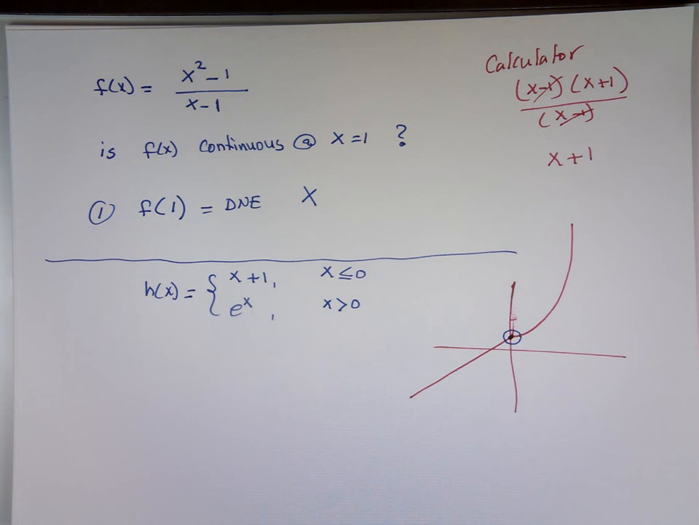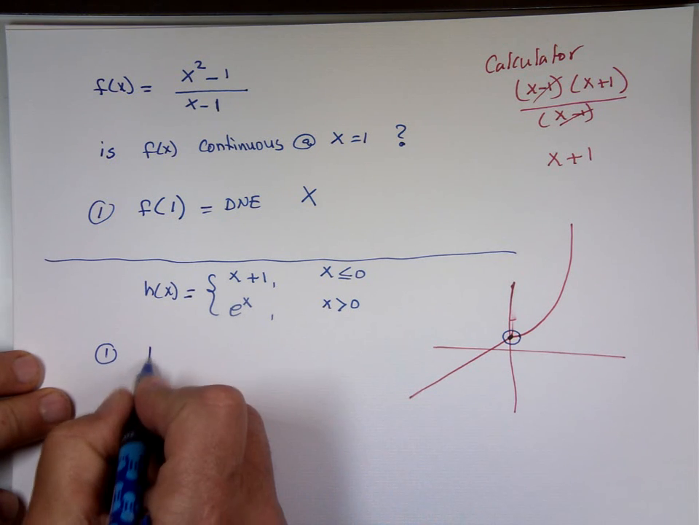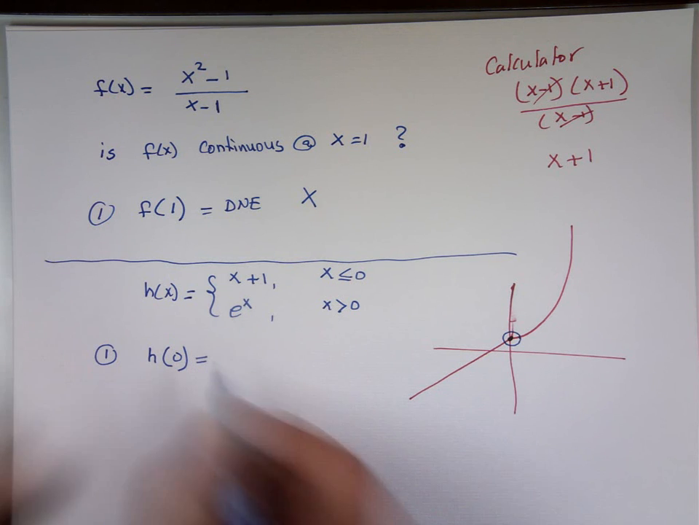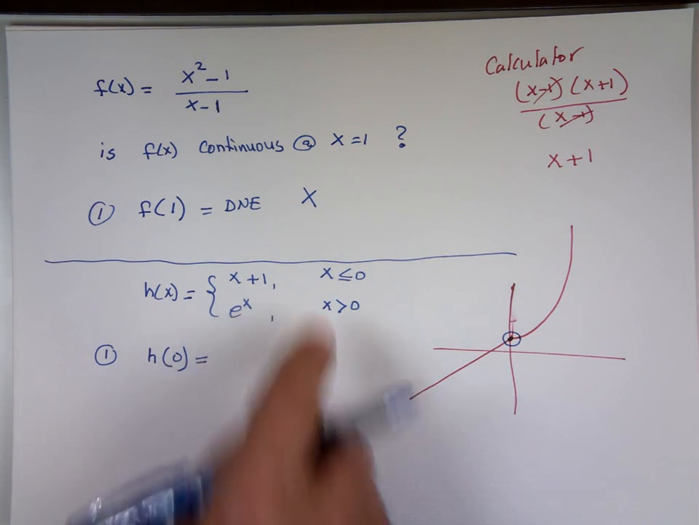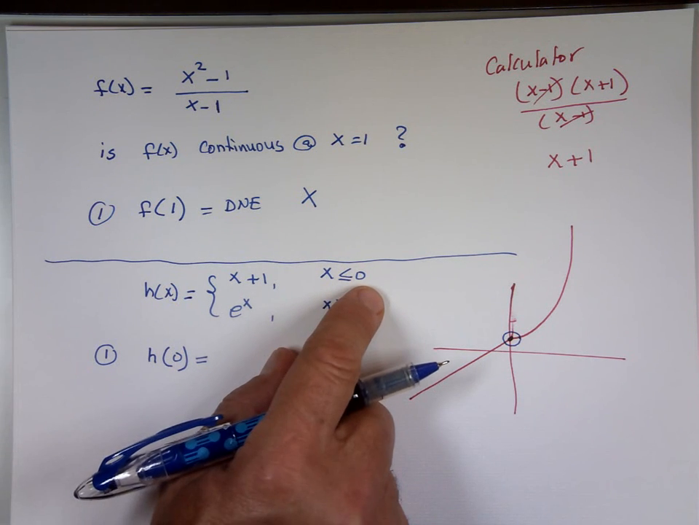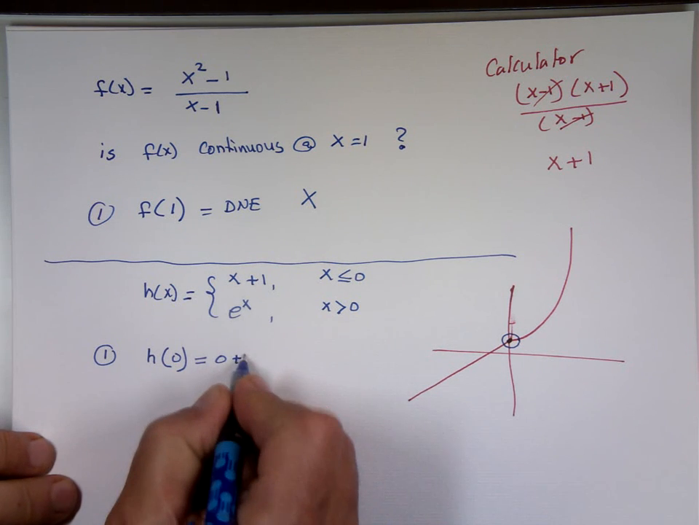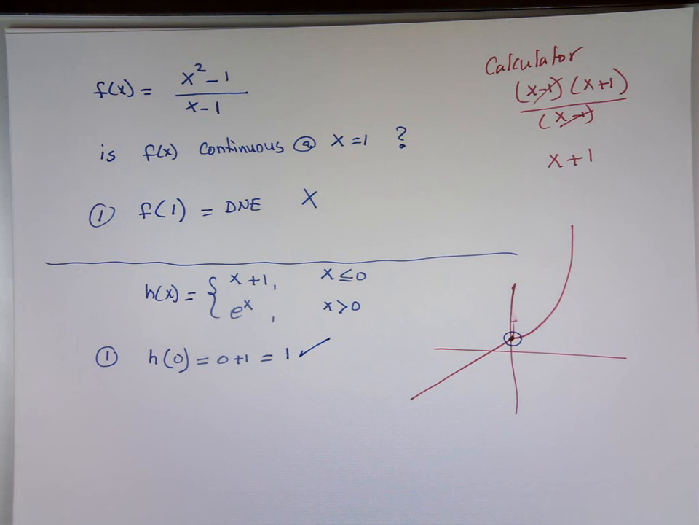No, you don't. So again, let's look at the 3 conditions. Condition number 1. What is h? We're using h instead of f. What's h of 0? Is the function defined at 0? Do we have a value at 0? At 0, you've got to use that one. It says for x less than or equal to 0. I've got to use the top one. Let x be 0. What's 0 plus 1? 1. So the function is defined at 0. It's also 1.